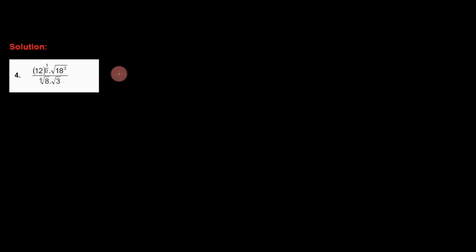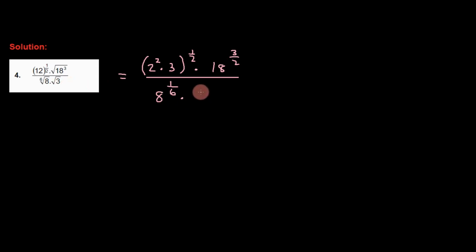Coming to number 4 here, we can first find prime factors of 12, and 12 can be written as 2 squared times 3. We can get rid of the square root here by writing it as 18 to the 3 over 2. In the denominator, we can get rid of the 6th root here by writing it as 8 to the 1 over 6. And the square root here by writing it as 3 to the 1 over 2.